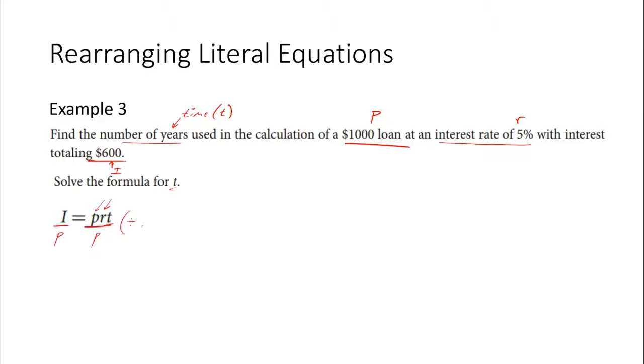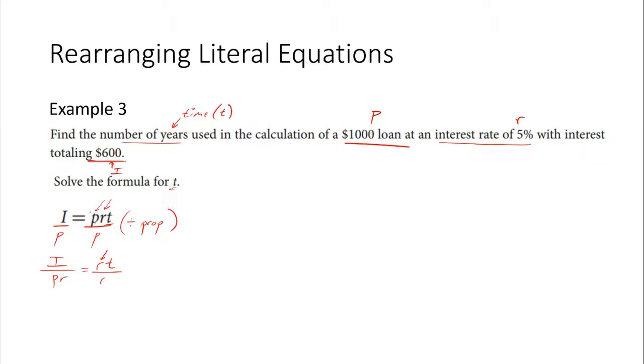So that's division property of equality. When you get that, you'll have interest over your principal equaling r times t still. Now, how do you get rid of the r? Again, the r is multiplying to t, right? R times t. So, division property again. Just remember what you do to one side, you've got to do to the other.